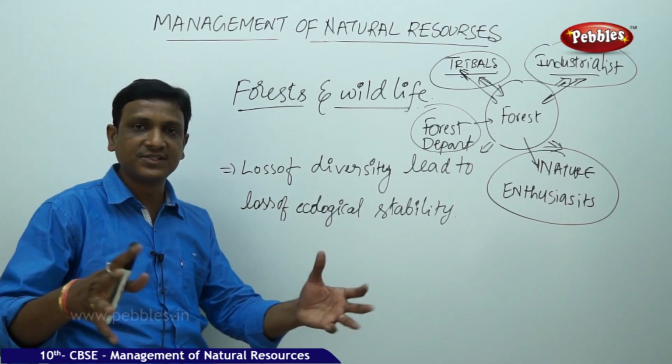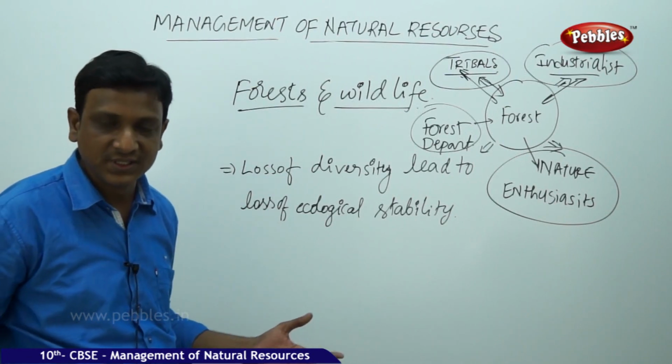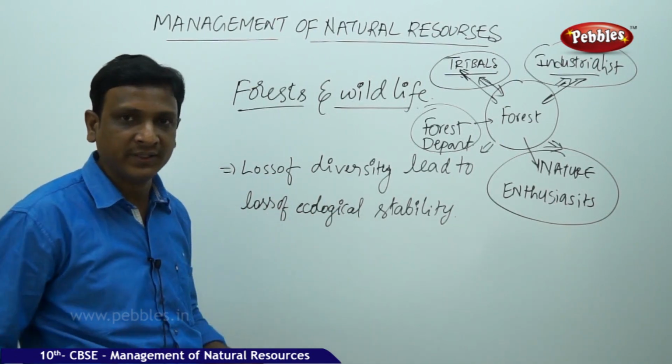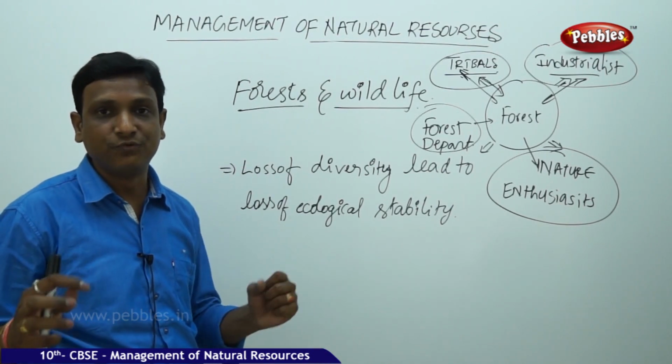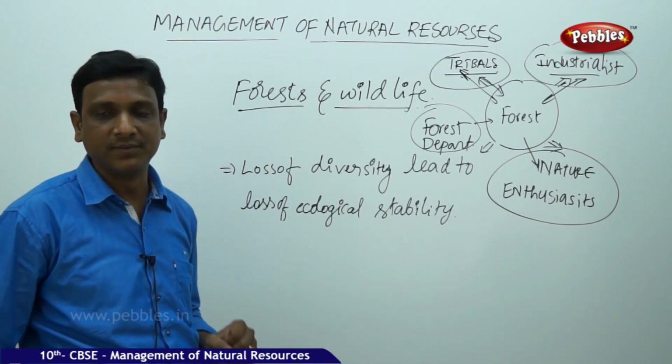It brings so many disturbances in the food chains and food webs. Certain organisms grow in large numbers, certain organisms totally disappear. So it leads to disturbance in the food chains. It causes so many problems.